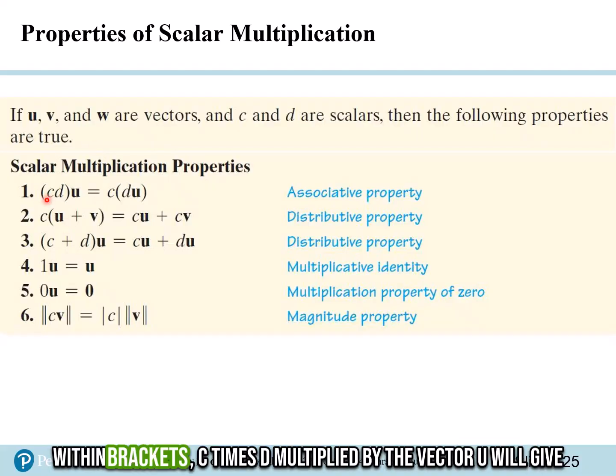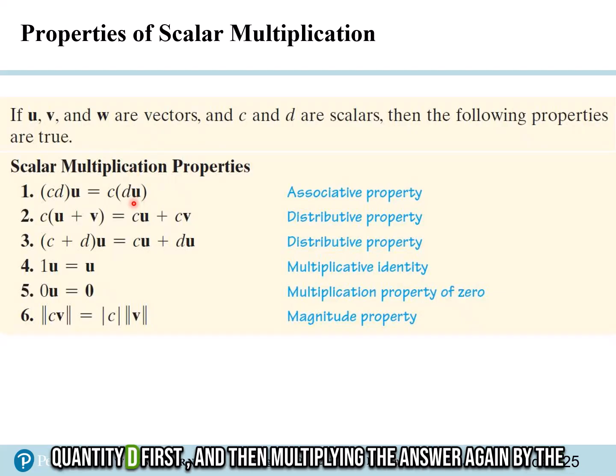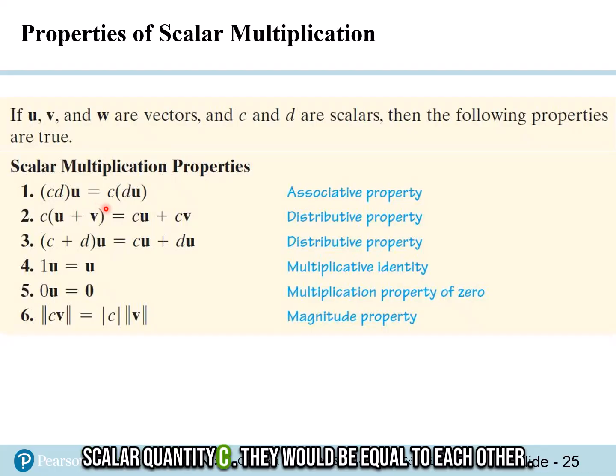Therefore, within brackets, c times d multiplied by the vector u will give us the same answer as multiplying the vector u by the scalar quantity d first and then multiplying the answer again by the scalar quantity c. They would be equal to each other.